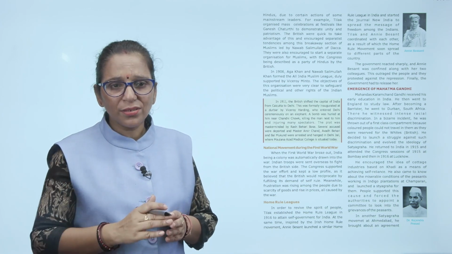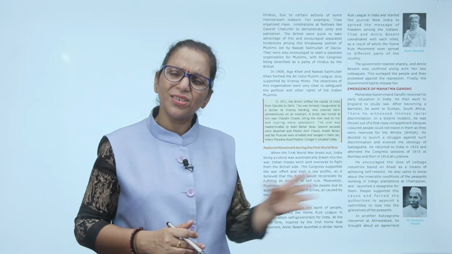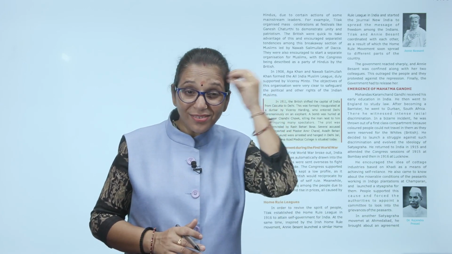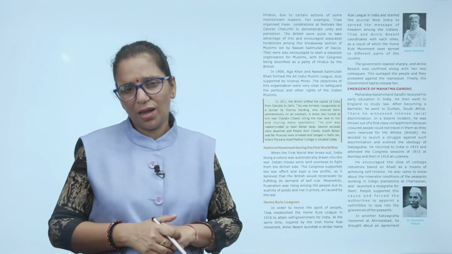The Britishers supported them. They were also encouraged to start a separate organization for Muslims. The Britishers said that Muslims should make their own organization, that INC is the Hindu organization. So they planted such a seed in the minds of the Muslim people that they should divide and separate from the INC.